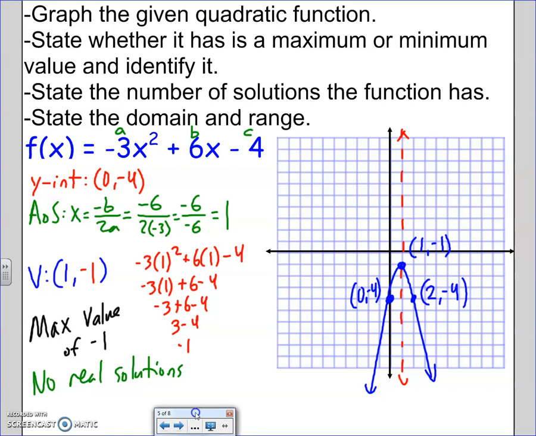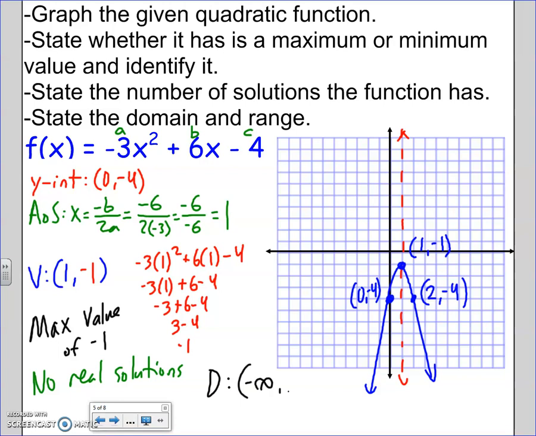So domain never changes. Domain is how far left does the graph go, how far right does the graph go. So the U goes left forever, negative infinity, goes right forever, positive infinity, or all real numbers. The range is low to high, it goes down forever. It goes up all the way to -1, that's closed. And you can say y is less than or equal to -1.